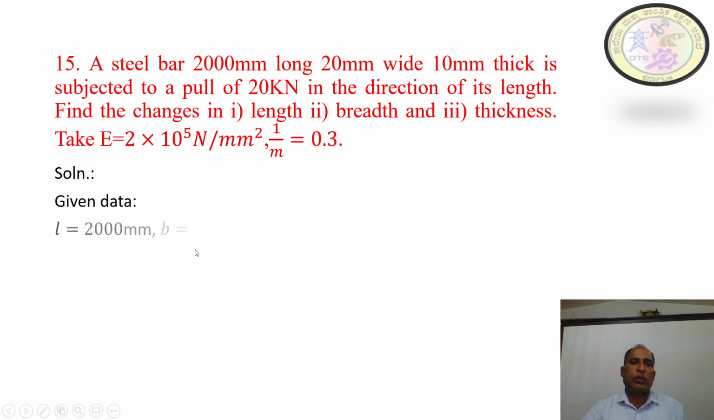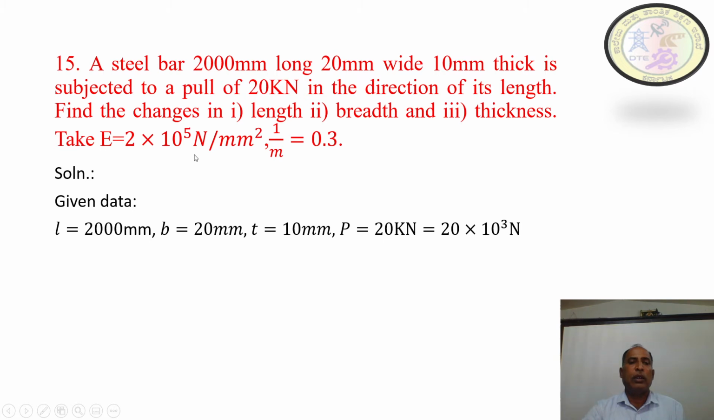So length is 2000 mm and breadth B is 20 mm. And thickness T is 10 mm, load P is 20 kN, that is 20 into 10 raised to 3 Newton, and the Young's modulus E is 2 into 10 raised to 5 Newton per mm square, and the Poisson's ratio is 0.3.